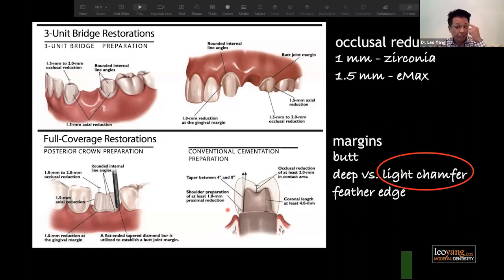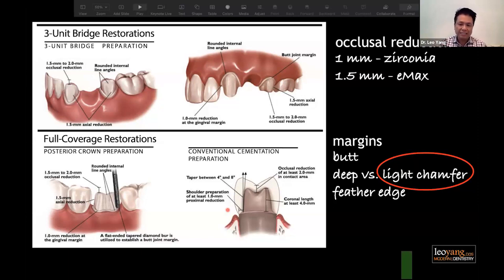Emax, back in the traditional old school days when they first started out, they recommended a reduction of 1.5. But I know that nowadays they've changed their recommendation and they're comfortable with 1.0. But again, if you don't want to worry about things failing, if you have 1.5 in reduction, things just don't break. In regards to margins now, there's butt margins you can do.